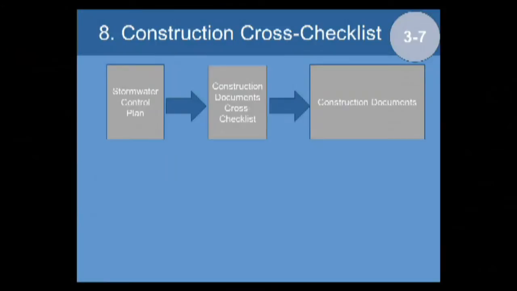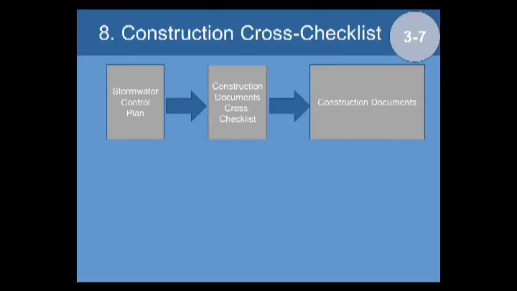I'll talk about this construction cross-checklist just briefly because sometimes there's confusion about it. And this is really to address this problem, which has been noted, that once you get a stormwater control plan approved at the discretionary approval point, when the planning commission or whoever goes on it, and then the point where construction documents are submitted for building approval, I think folks know that time frame can be weeks or it could be a year, depending on the circumstance, and people come and go and they change jobs and people forget things.